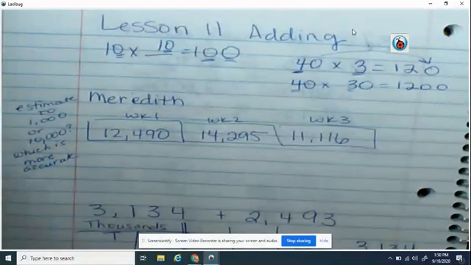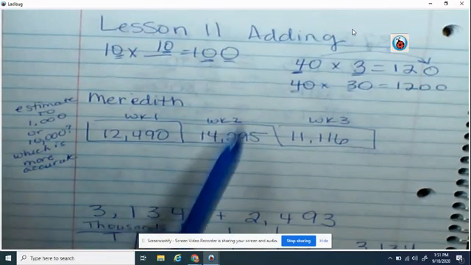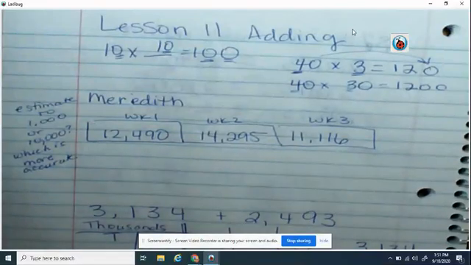All right, now we're going to work on deciding whether we should round or not. So Meredith is a very healthy person, and she was counting her calories, and this is how many calories Meredith ate in each week. In week 1, Meredith ate this many calories. In week 2, she ate this many calories. In week 3, she ate this many calories. Which would be a better way to estimate for Meredith? Would it be better to do 100 or 1,000 or 10,000?